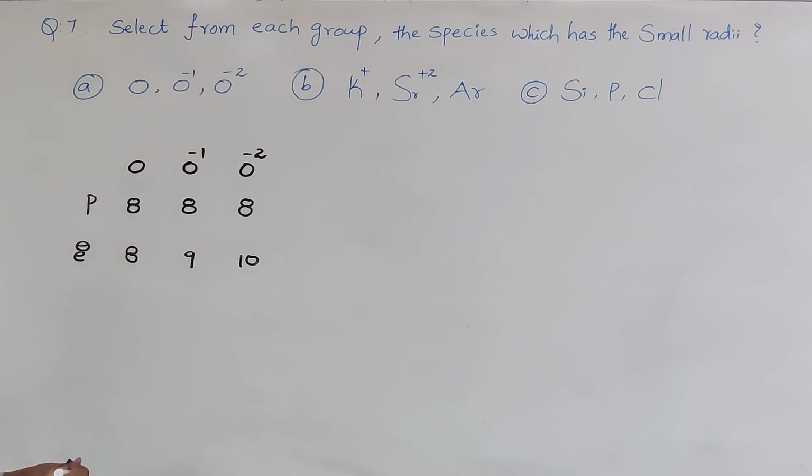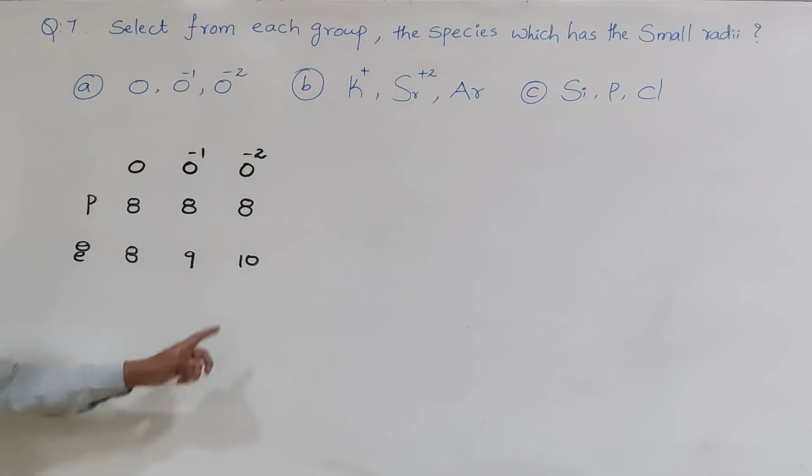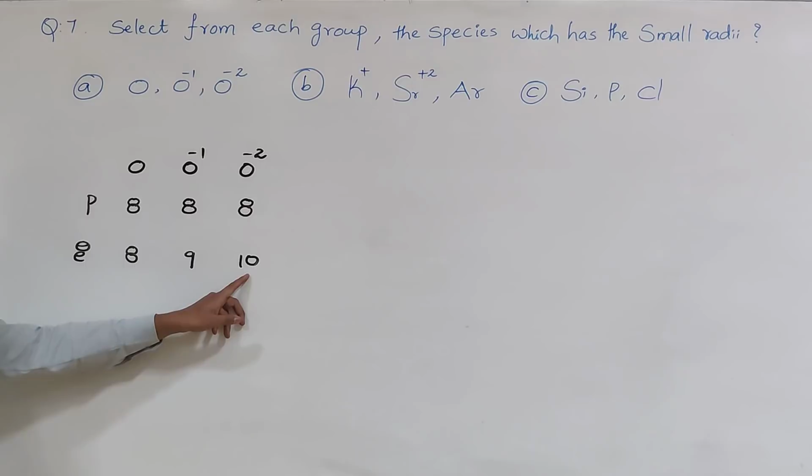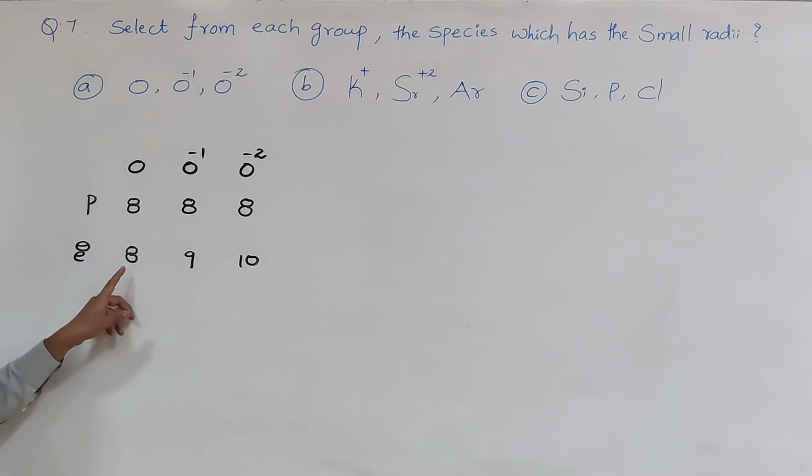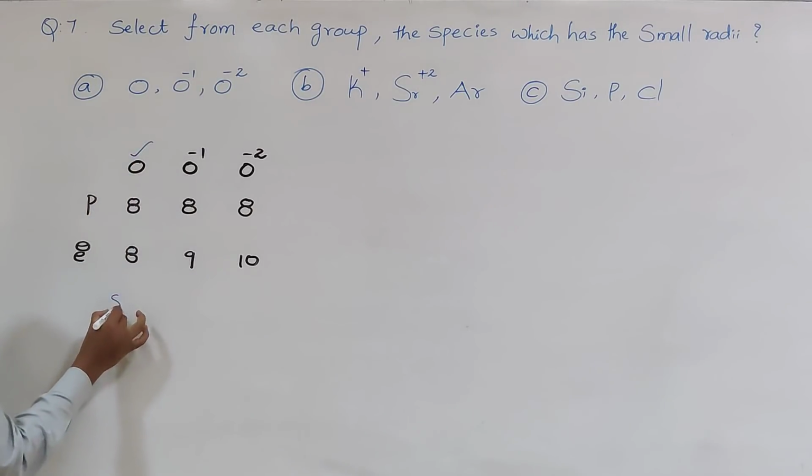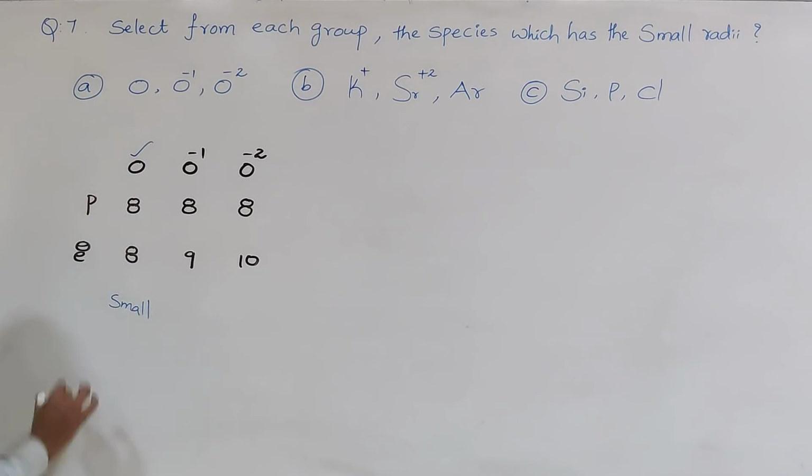So whenever the number of protons is the same in one type of species, as the number of electrons increases, the effective nuclear charge for each electron decreases. So wherever the number of electrons is more, that is always larger in size. Whichever has fewer electrons is smaller in size. That's why the answer is O minus 1, which is smaller in size.